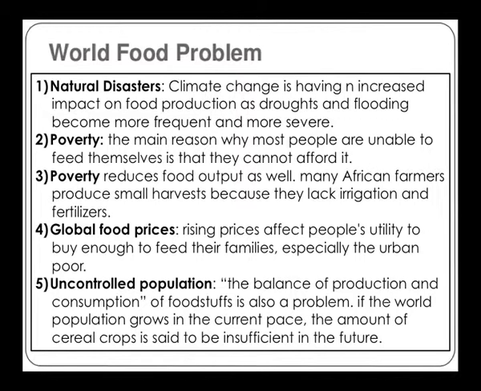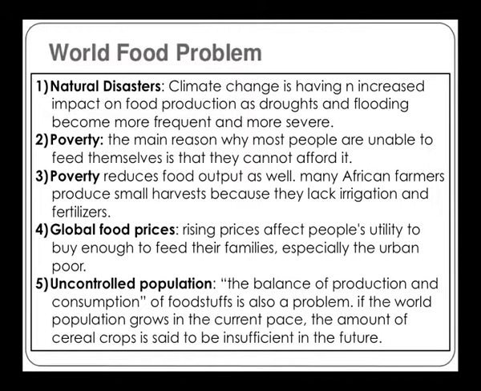Global food prices. Rising global food prices affect people's ability to buy enough to feed their families, especially the urban poor who can spend as much as 80% of their income just on food. In 2007 and 2008, the global price of basics like rice, wheat and maize actually soared, triggering many riots throughout the world.